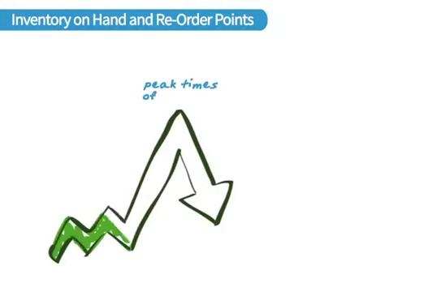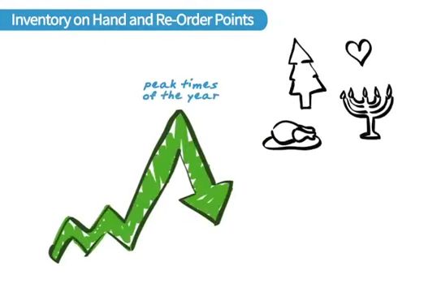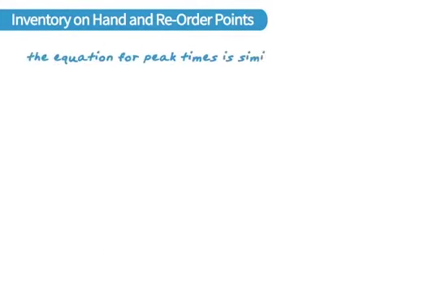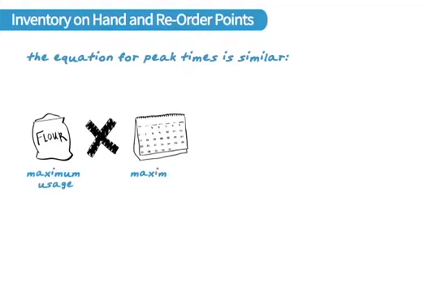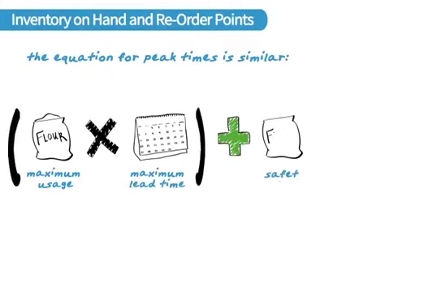What about peak times of the year, for example, holidays? Well, the equation is similar. Simply find the average amount of flour you use during a peak week, or your maximum usage. Multiply it by the number of weeks it takes you to receive your order, or the maximum lead time, and add safety stock to determine your reorder point for your peak times.